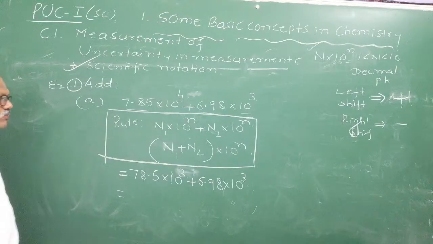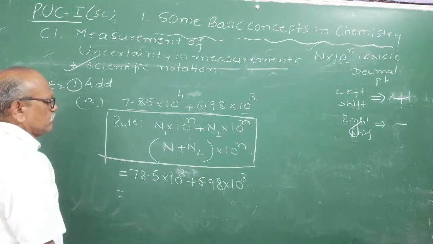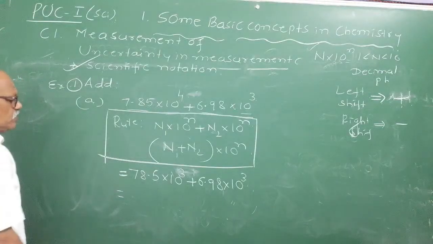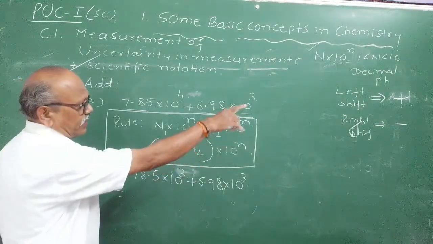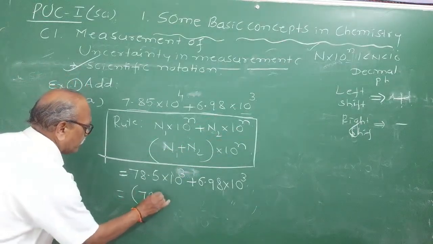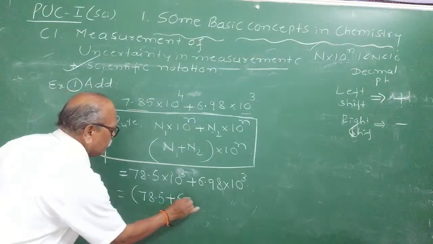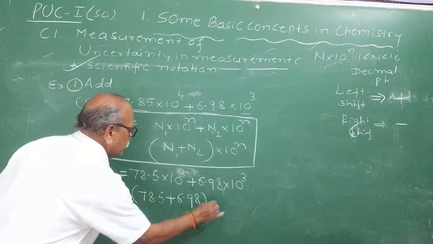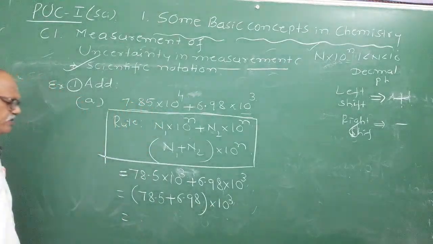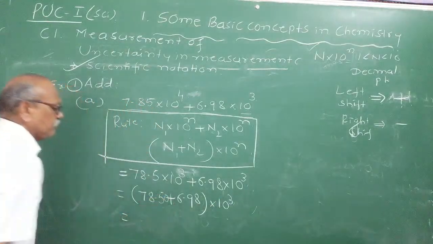Clear to you? Remember, left shift add, right shift subtract. You take common, and you will get 78.5 plus 6.98 into 10 raised to 3. I hope you got it. Now you can add them easily.